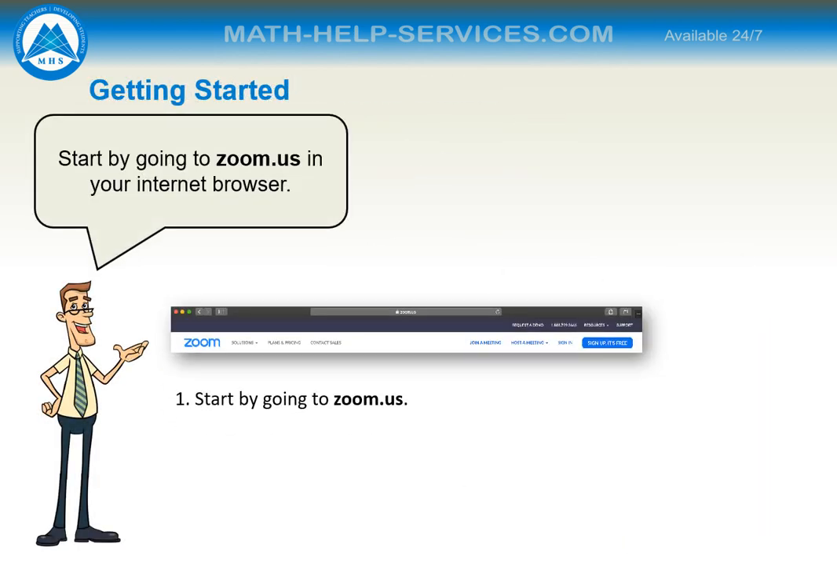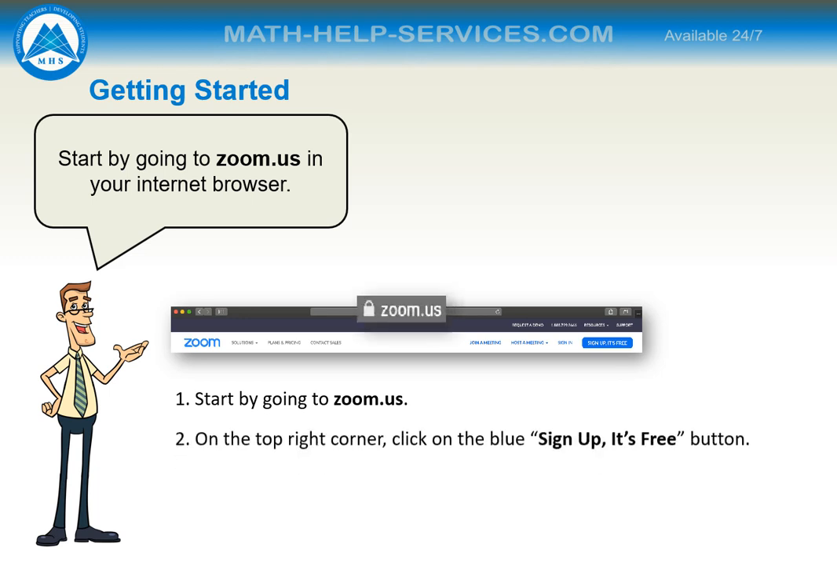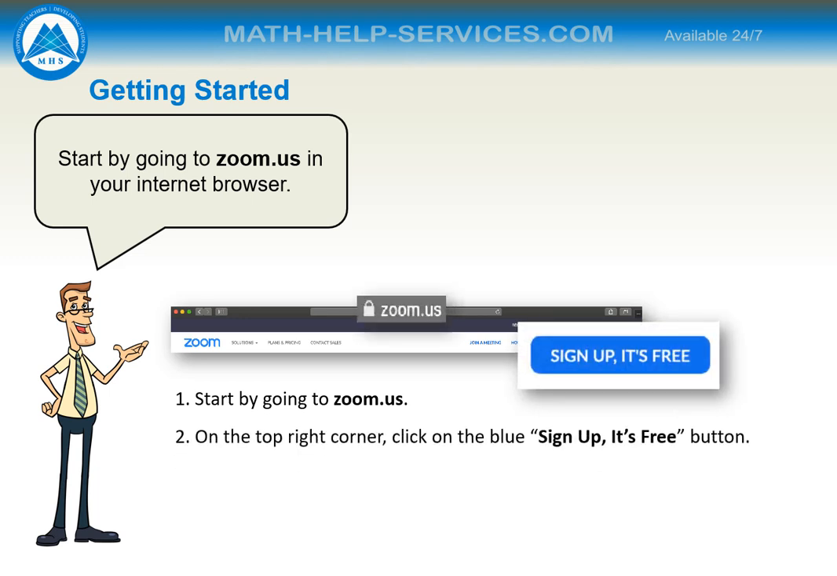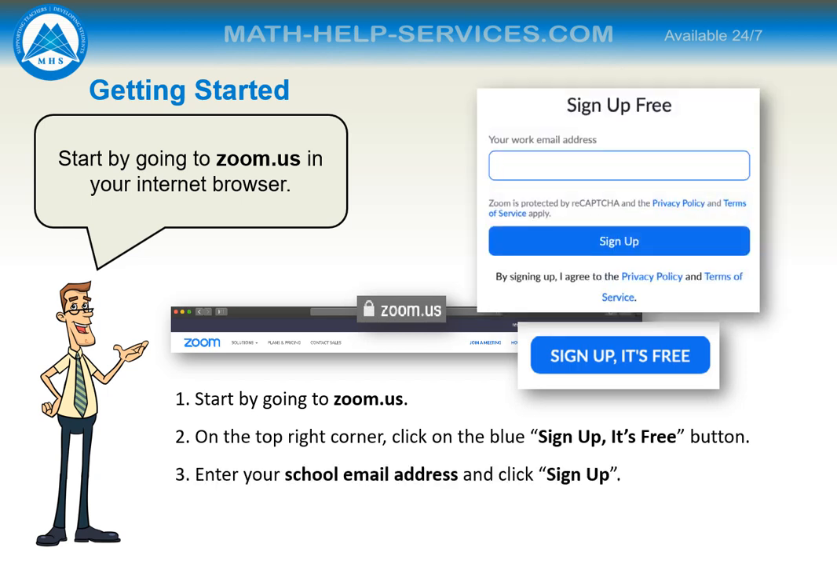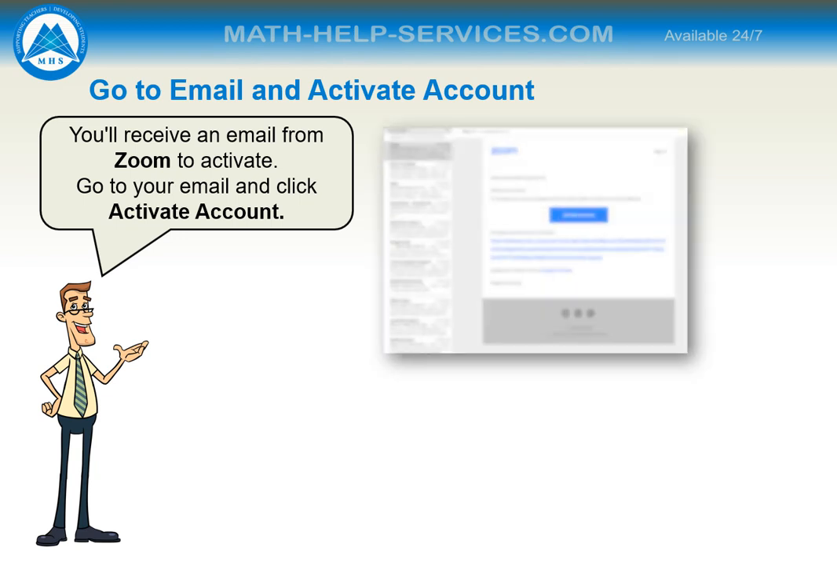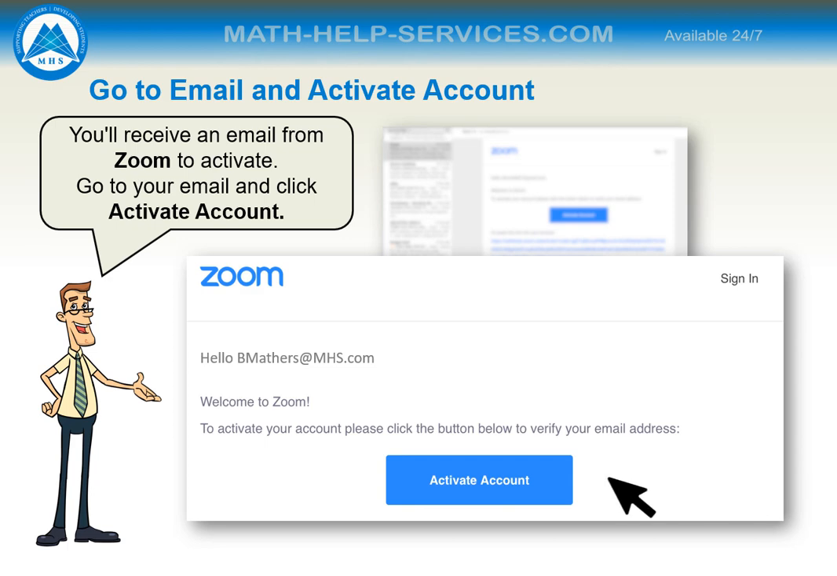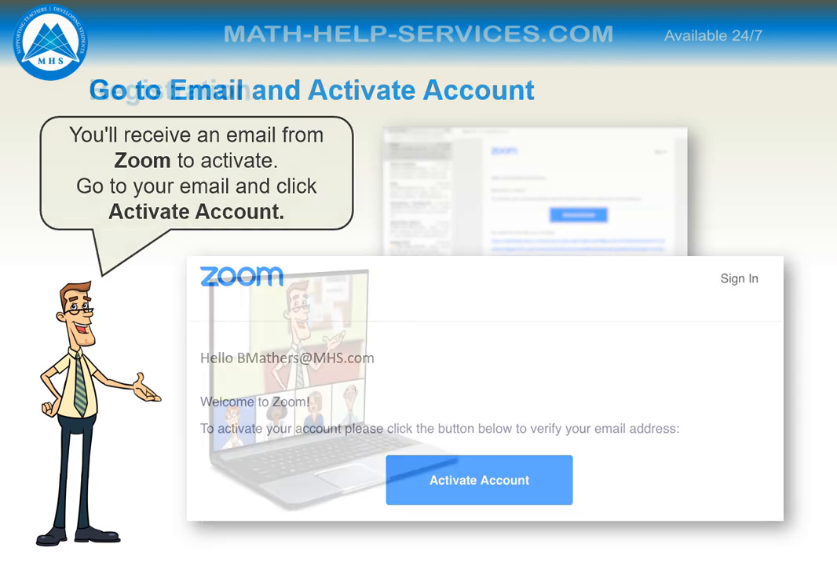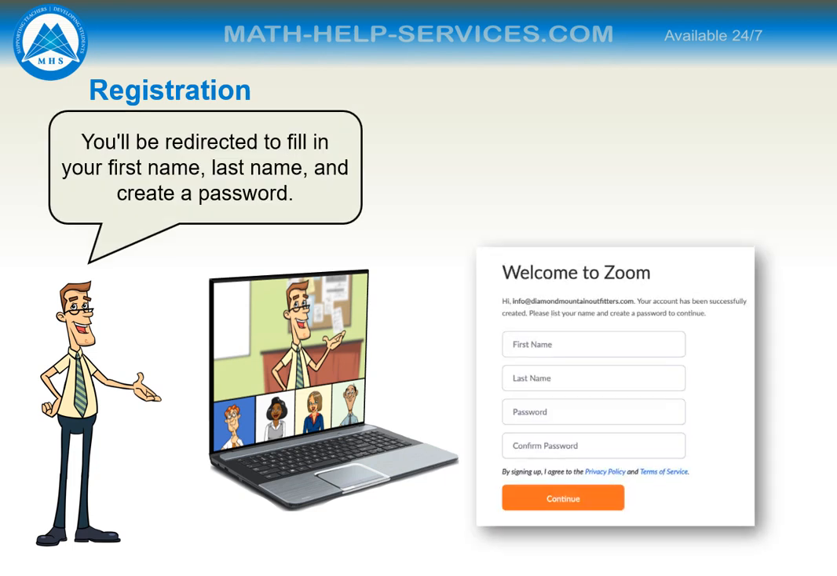Start by going to zoom.us in your internet browser. On the top right corner, click on the blue Sign Up, It's Free button. Enter your school email address and click Sign Up. You'll receive an email from Zoom to activate. Go to your email and click Activate Account. You'll be redirected to fill in your first name, last name, and create a password.